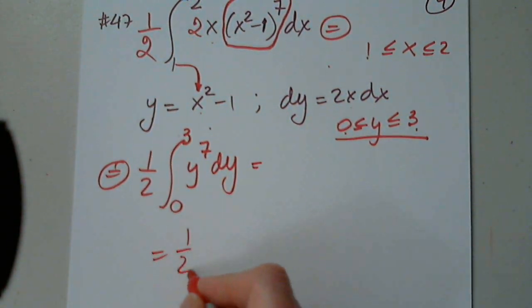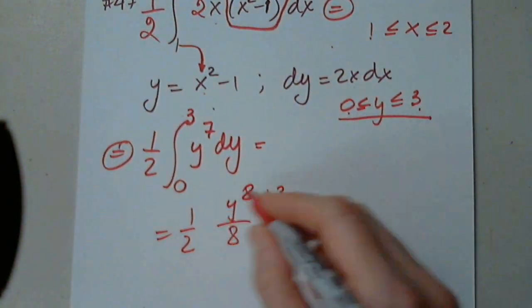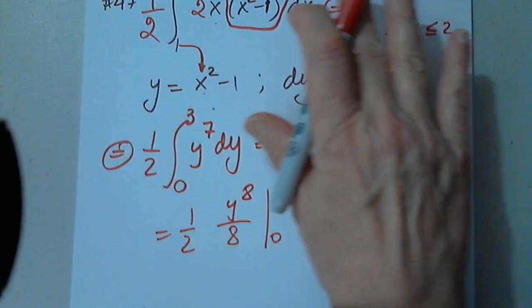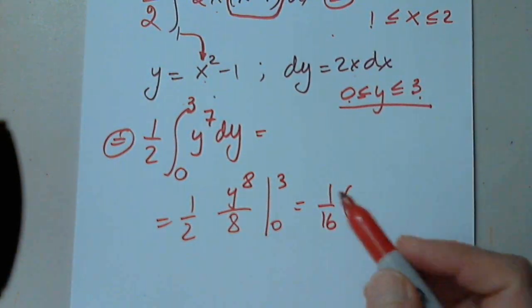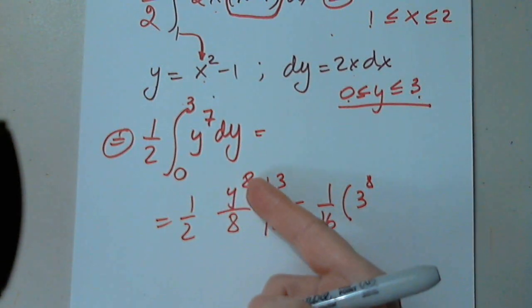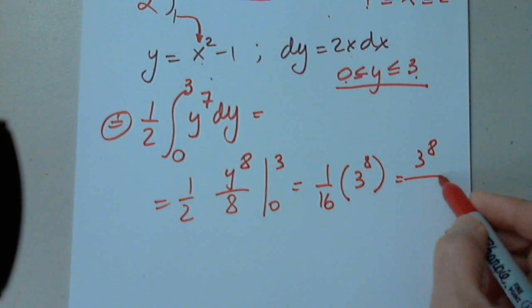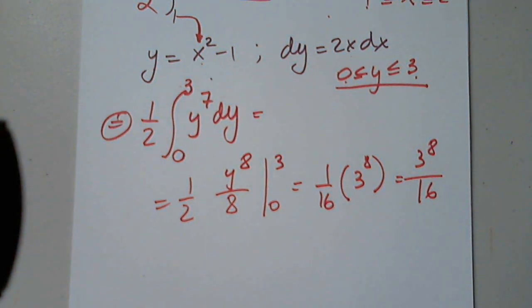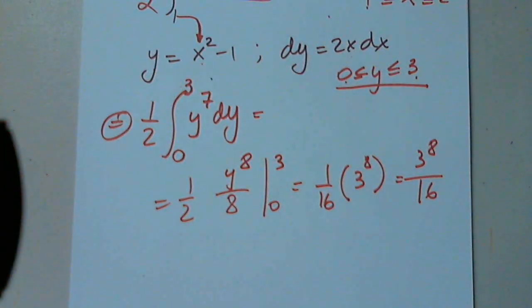So now this is 1/2 y to the 8th over 8 from 0 to 3. We do not go back to x. X is gone. So 1/16, 3 to the 8th power minus 0 to the 8th power, and this is the final answer, whatever that is, 3 to the 8th over 16. Because the answer is a number, there is no need to go back. Please don't go back.